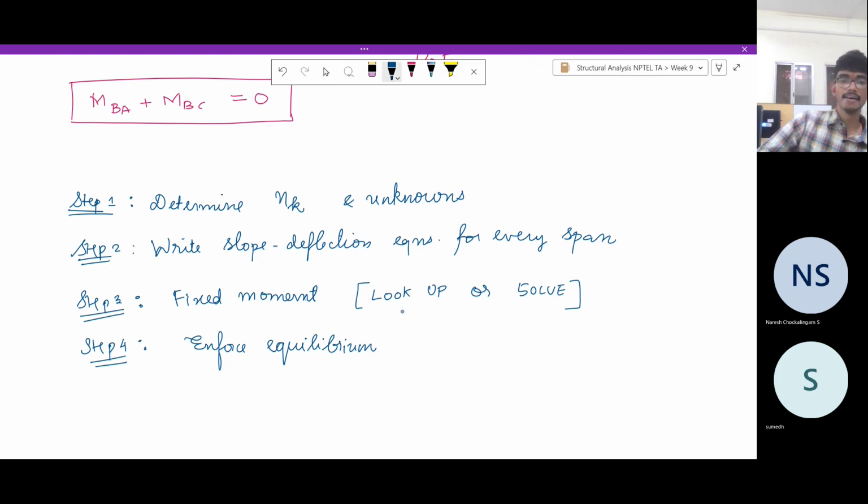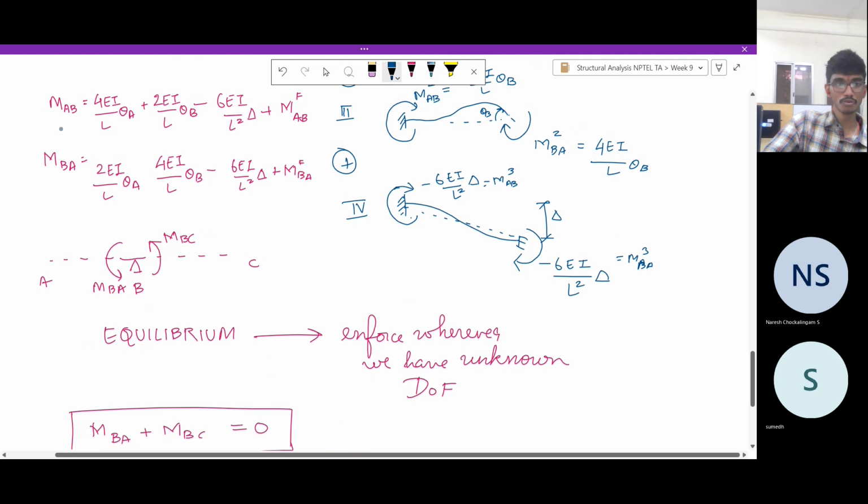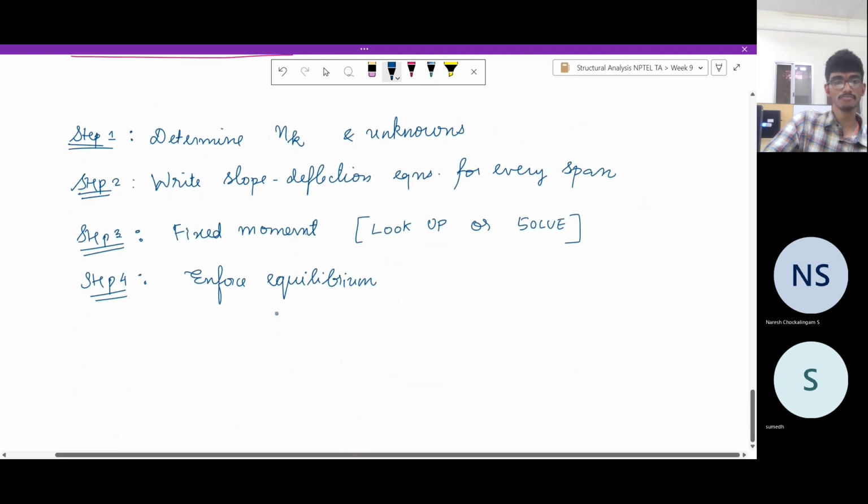Now you would have already seen that we are not enforcing equilibrium here; it is a very simple thing. You just have two moments and the sum of them should be 0. So this is very simple as compared to considering an entire structure, writing down force equilibrium, moment equilibrium, and determining the unknown reactions. Compared to that, this is much simpler, and can be programmed in a computer.